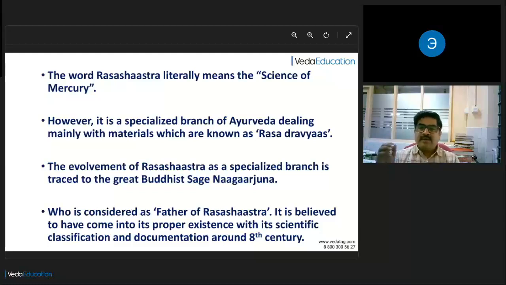Okay? Historically, it is believed that this branch has an affinity or a tradition from the Buddhist system of philosophy. And the great Buddhist sage Nagarjuna is called the father of Rasashastra.